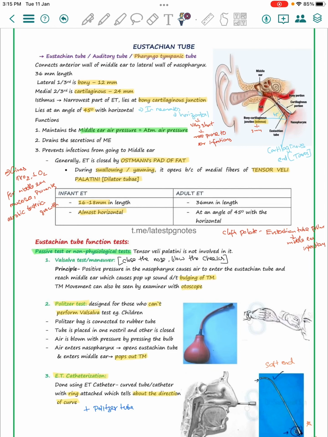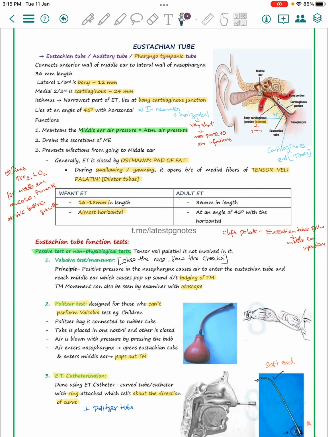Hello guys, in this video we are going to see the anatomy of the Eustachian tube and its disorders. This Eustachian tube is also known as the auditory tube or pharyngotympanic tube, guys. You know that it connects the anterior wall of the middle ear to the lateral wall of the nasopharynx.